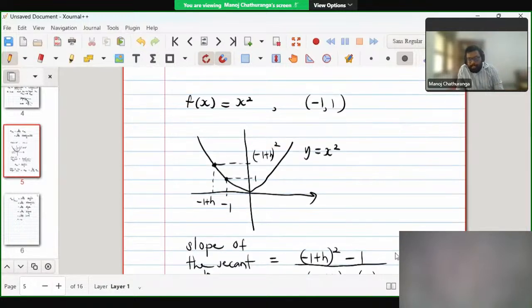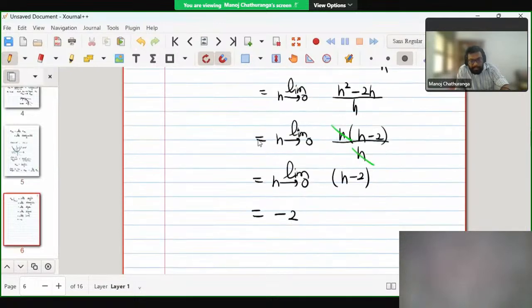If you look at the shape of the tangent line, it must be a negative number. You see, it looks something like this. So the angle between the positive x-axis and this line is an obtuse angle. So the slope must be a negative number, and this computation confirms our observation.